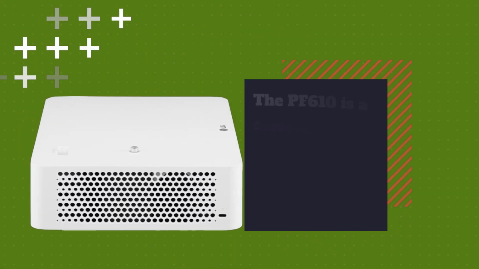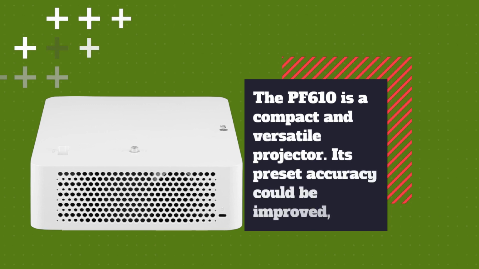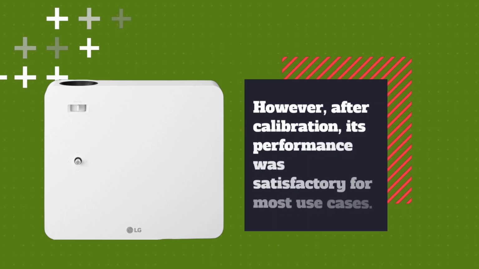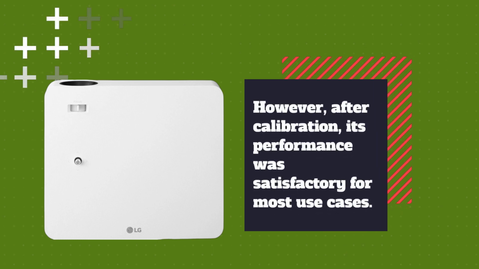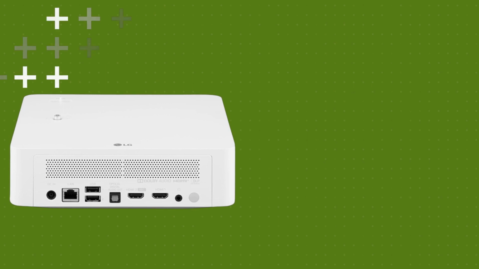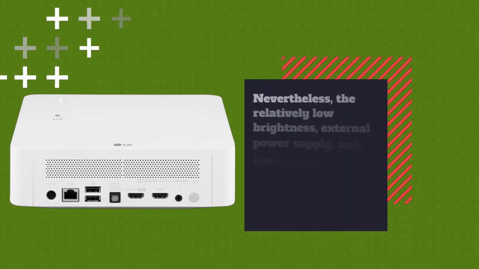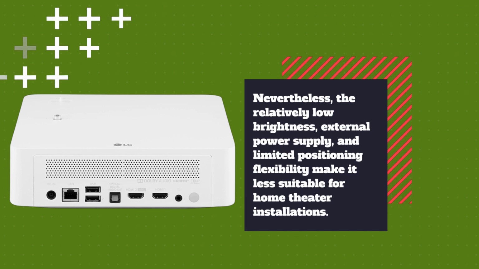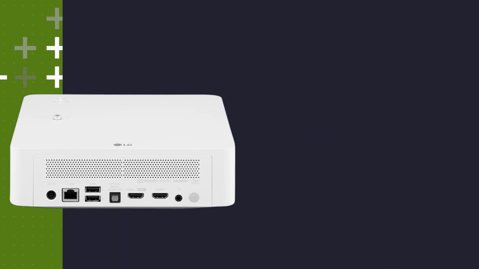The PF610 is a compact and versatile projector. Its preset accuracy could be improved. However, after calibration, its performance was satisfactory for most use cases. Nevertheless, the relatively low brightness, external power supply, and limited positioning flexibility make it less suitable for home theater installations.